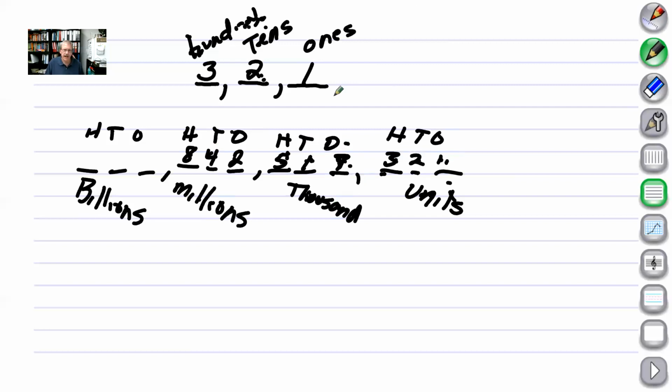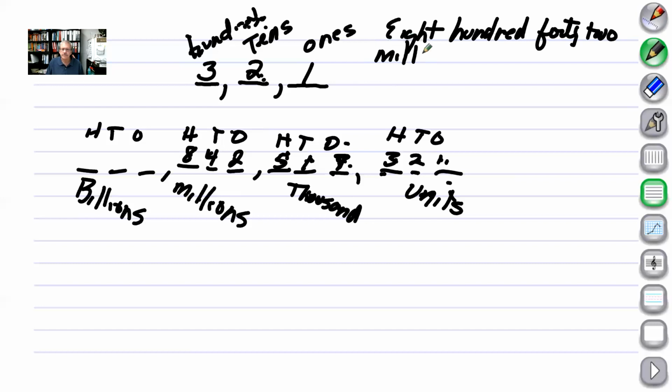And we could write it out in words the same way. Let's see if I can write it out. 842. And then the group name, million. Then we go to the next group, 500.